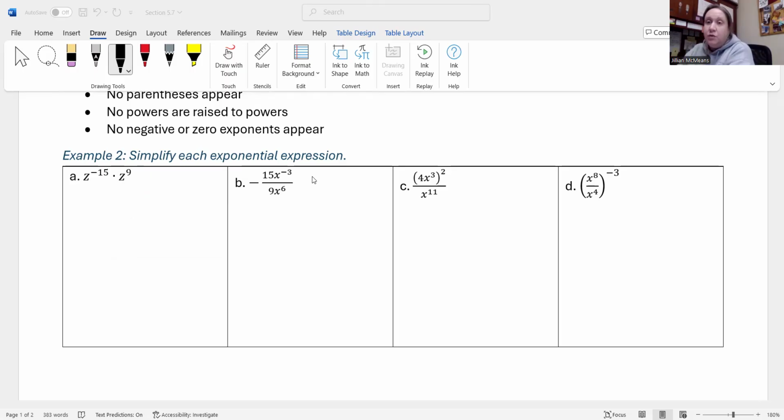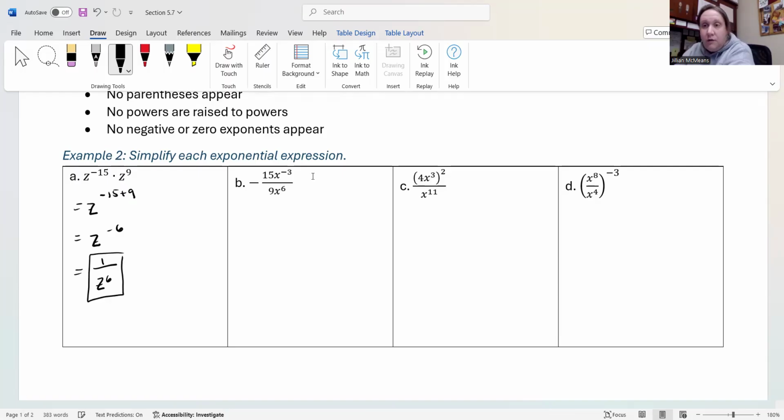I see a product rule first. Remember, the product rule says if you're multiplying two expressions with the same base, you keep the base and you add the exponents. Well, that's going to give me z to the negative 6th power. Well, remember, when you have a negative exponent, you have to move that piece. So I like to think of this as 1 over z to the 6th power. And that just goes back to that definition of negative exponents.